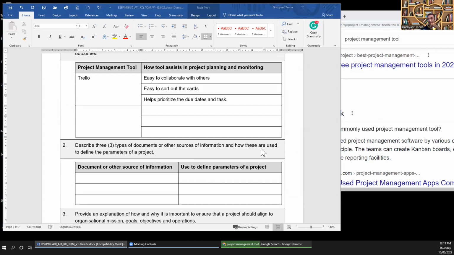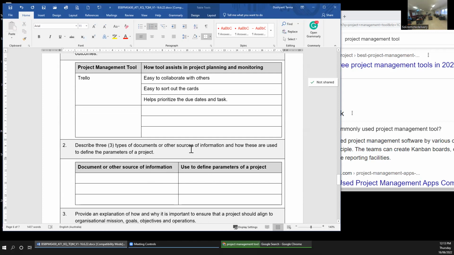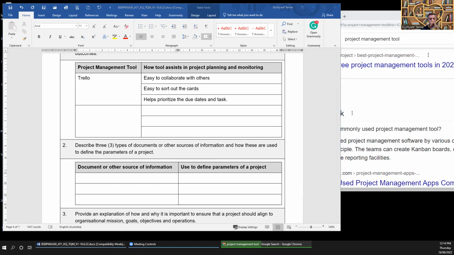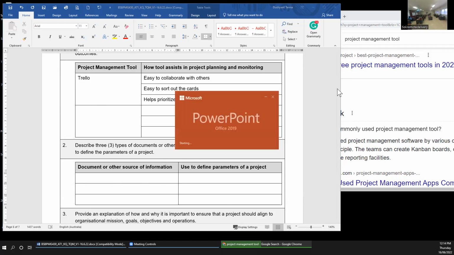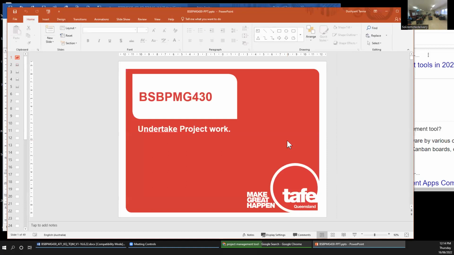Question number 2. Identify 3 types of documents or other resources of information and how these are used to define the parameters of a project. What are the documents or any resources of information for a project? If you go over to the slides that we talked about in the morning, let me just bring that up. We talked about many of them.